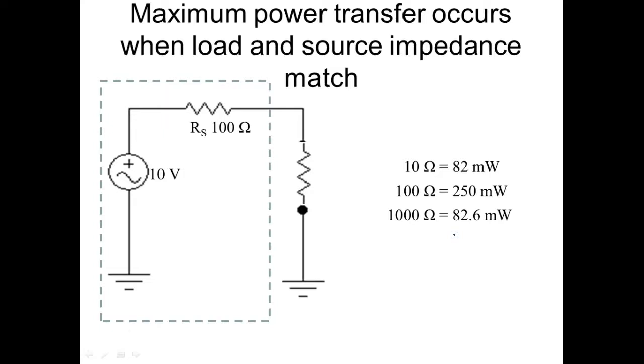Well, I just threw up 3 numbers. We could go in tenths of ohms, thousandths of ohms, millionths of ohms, and you would get the maximum power transfer when the impedances in the system match.